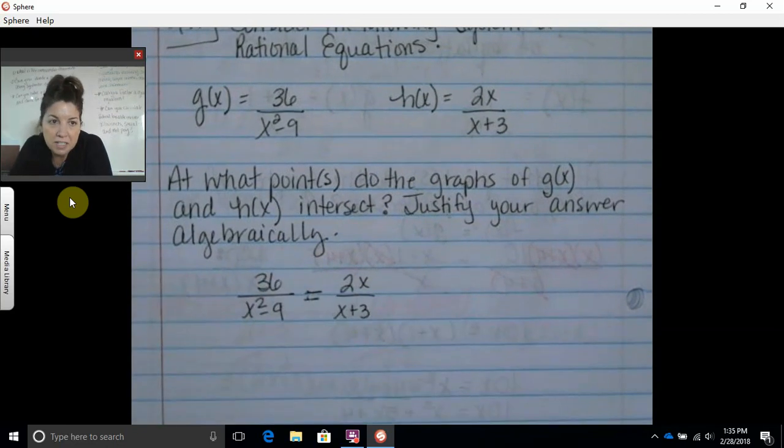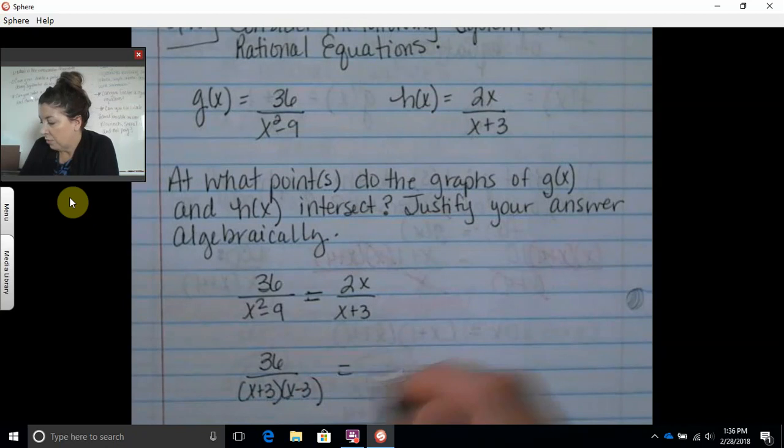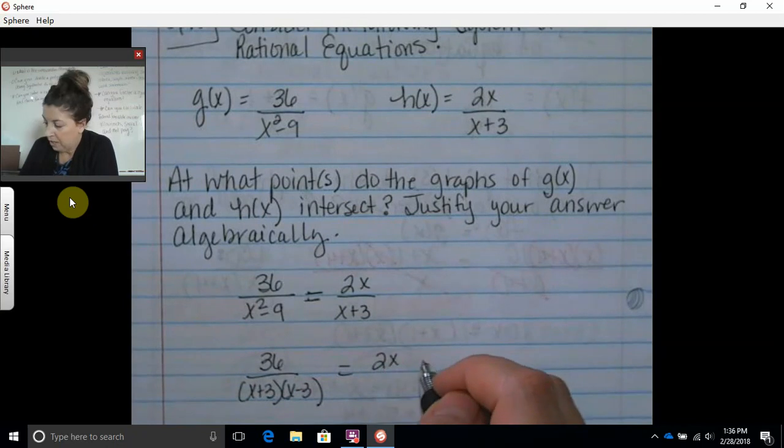And I'm going to factor any denominator that I possibly can. Can I factor x squared minus 9? Yeah, it is a difference of squares. We can factor that easy. We don't even need a t-chart or divide and slide, right? So it will be x plus 3 times x minus 3. On the right side, can we factor x plus 3? No.